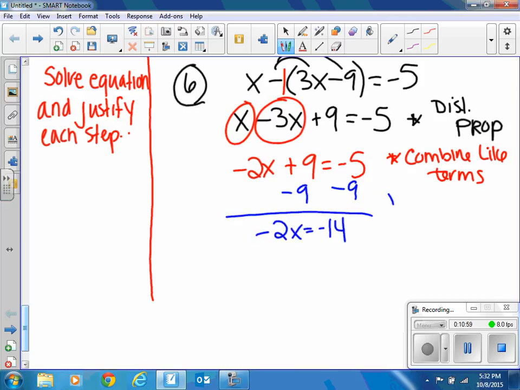When we subtract from both sides, that is the subtraction. I don't know why it's doing that. Hold on.